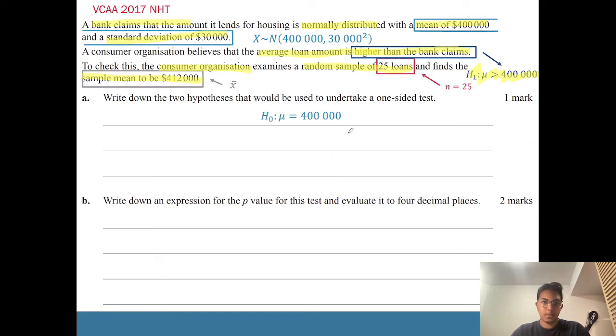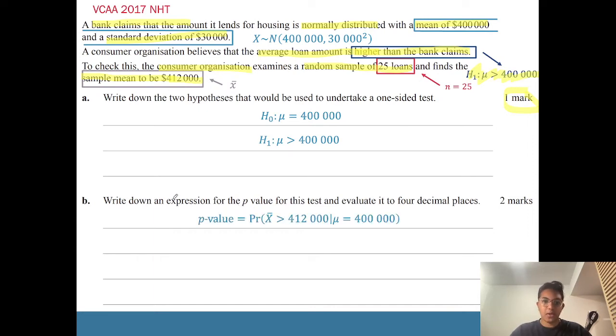Okay, cool. So your first statement is always H0. So mu is equal to 400,000. And our H1 is that mu is greater than 400,000. All right. So that would be 1 mark for that. Pretty simple, right? All you had to do was identify what your null hypothesis and alternative hypothesis was. Okay.